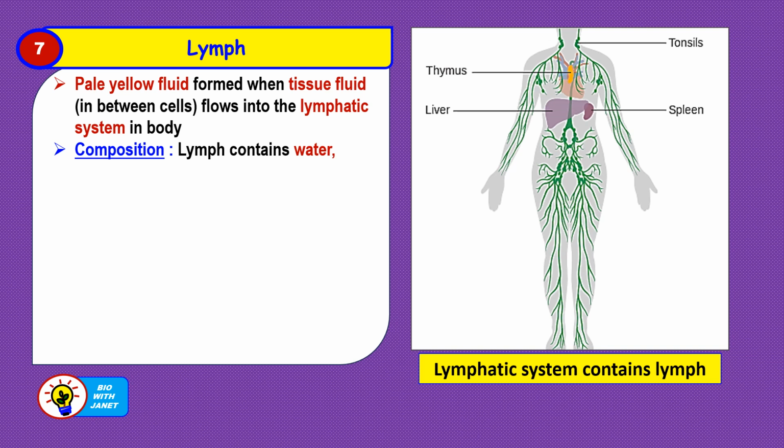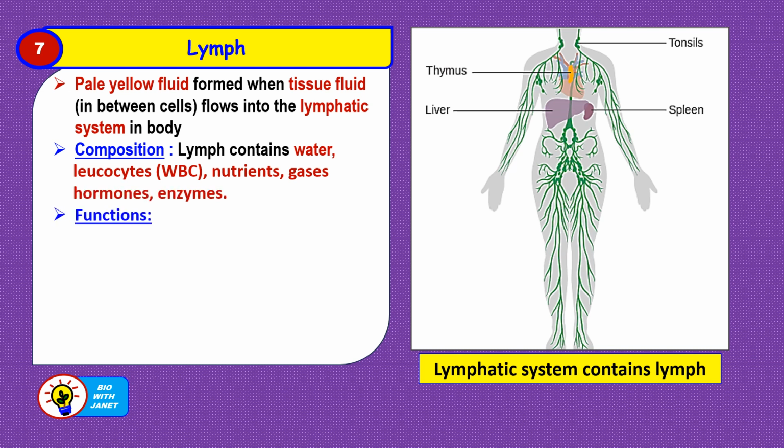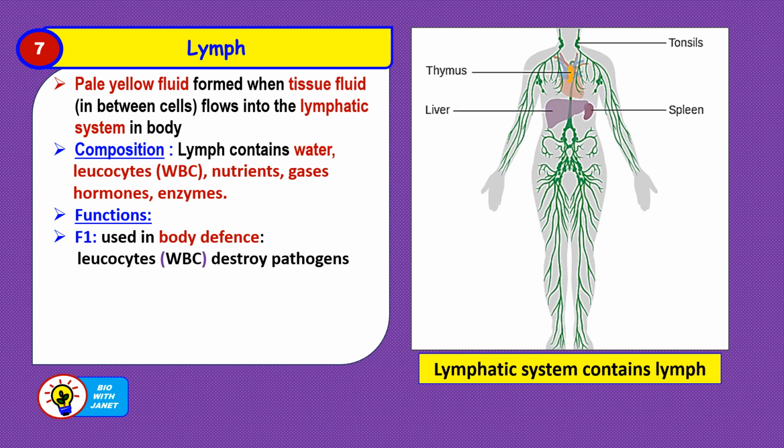Composition. Lymph contains water, leukocytes or white blood cells, nutrients, gases, hormones, and enzymes. So functions. Firstly, it is used in body defense because lymph contains leukocytes that can destroy pathogens. Secondly, lymph helps to transport the lipids from the intestines to the blood, okay? Because the lipids found in the small intestine will be absorbed into the lymphatic system, and the lymphatic system will carry the lipids to the blood.